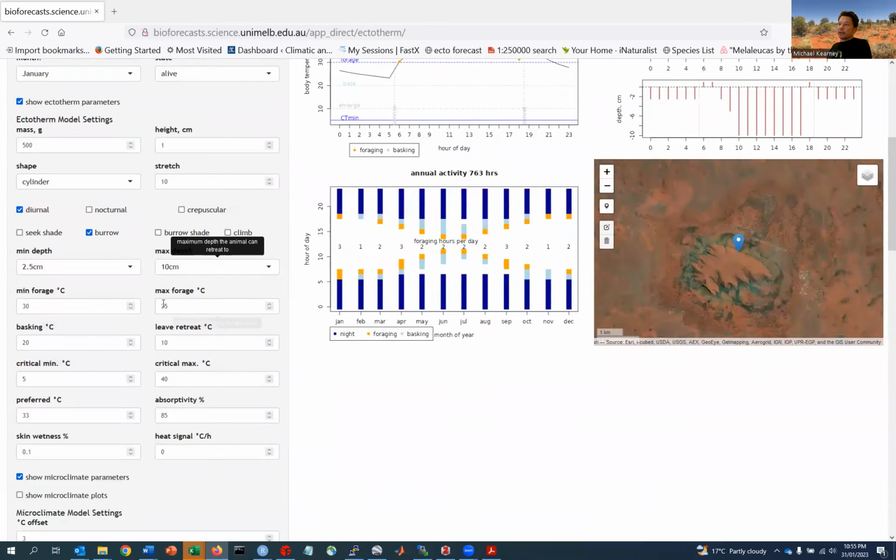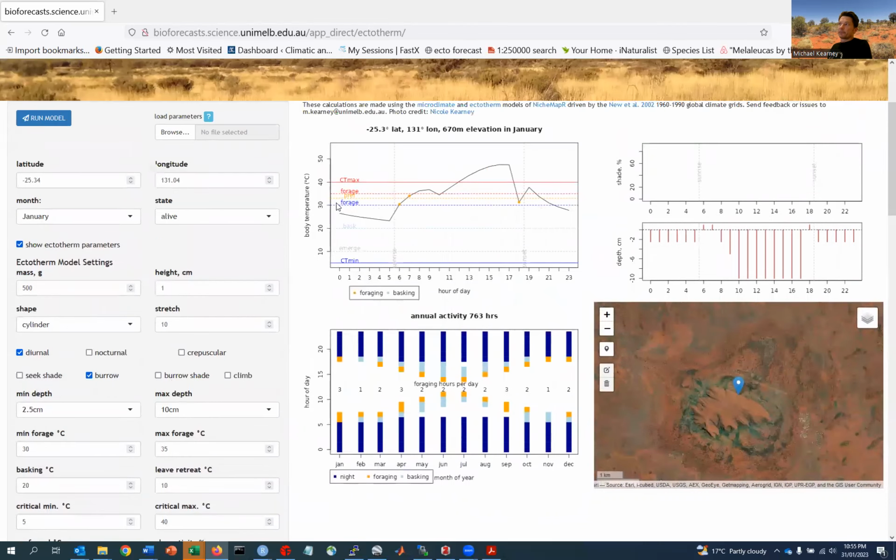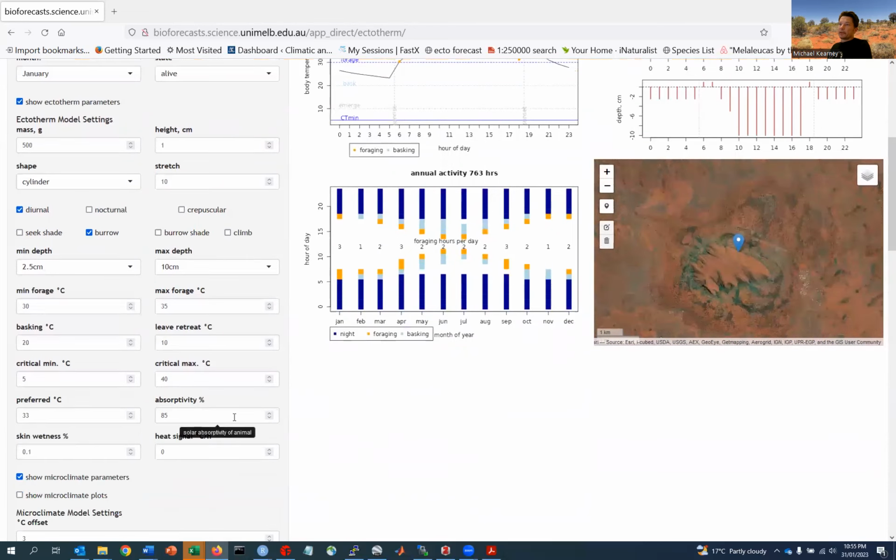Then we have all of the thresholds for the behaviors. So we've got the minimum foraging temperature and the maximum foraging temperature, which control these dashed lines, the red and blue dashed lines here. We've got the basking temperature. This is the body temperature it will willingly have outside its retreat. So if it can be 20 degrees or warmer outside its retreat, it will go outside its retreat, unless it's warmer in the retreat. That's what that does.